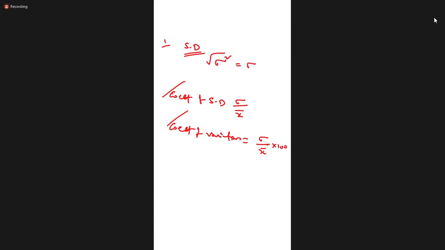Next, one more point is combined variance. Generally they will ask combined variance in JEE Mains. So whatever second point is given, sigma square equal to, they gave that point, note down.